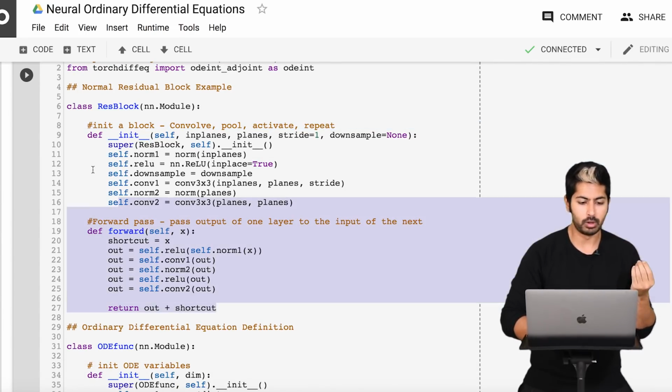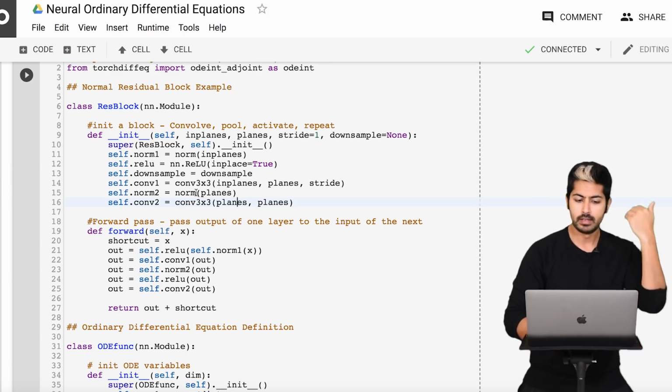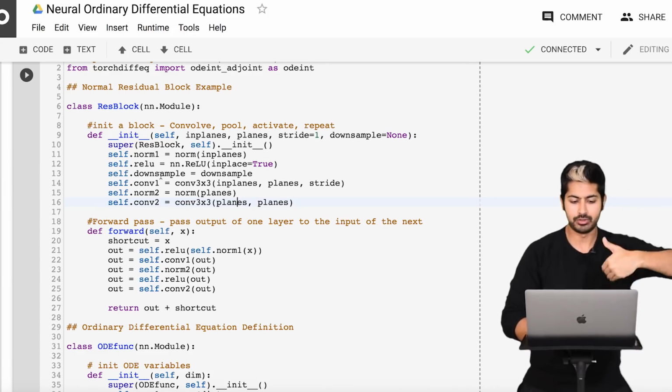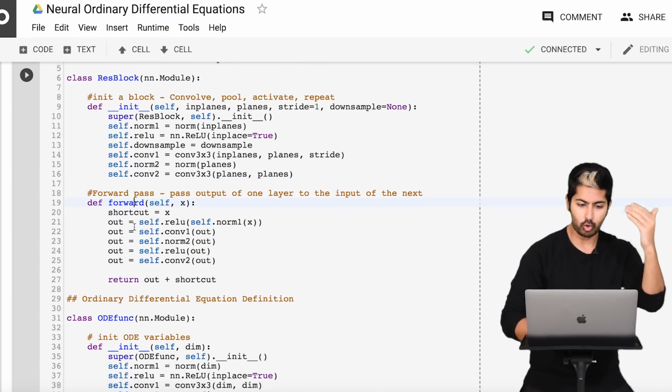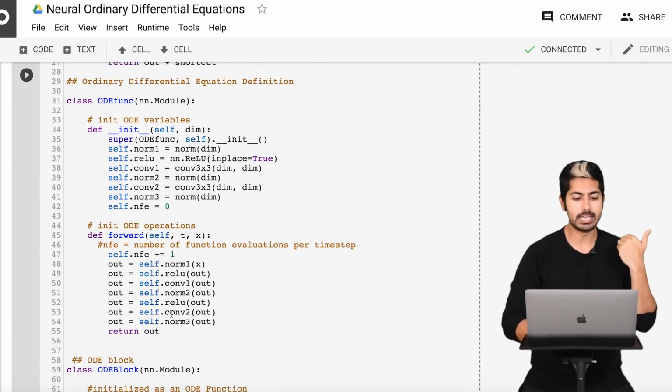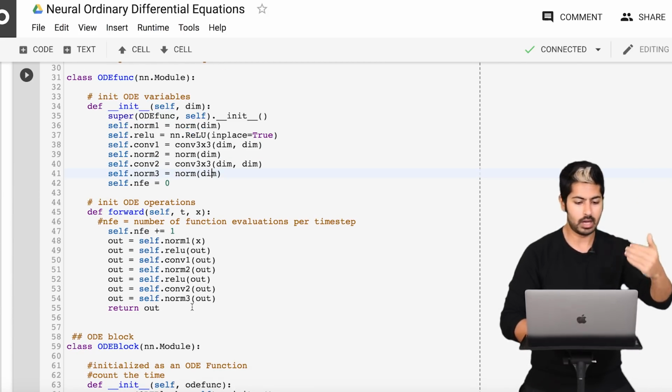Here's a normal residual block, right? We already looked at an example of this before, but here's a normal residual block. Activation function, downsampling, convolutional network, forward pass, right? That's a normal residual block. Now here is an ODE function. So what we do is we are, again, defining these neural net layers: convolution, normalize, activate. And then normal forward propagation looks very similar to a regular neural layer.